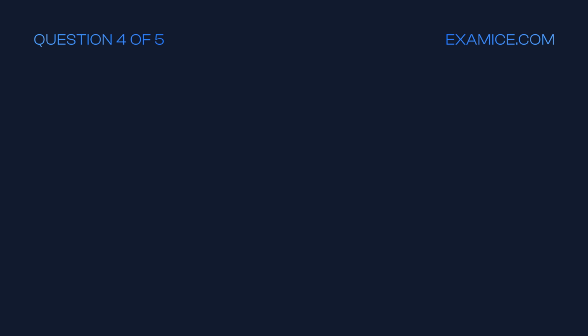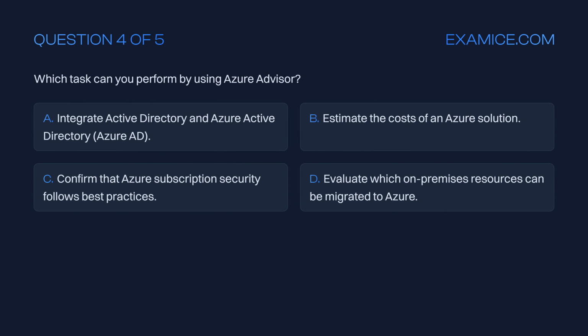Question 4. Which task can you perform by using Azure Advisor? Option A, integrate Active Directory and Azure Active Directory. Option B, estimate the costs of an Azure solution. Option C, confirm that Azure subscription security follows best practices. Option D, evaluate which on-premises resources can be migrated to Azure.